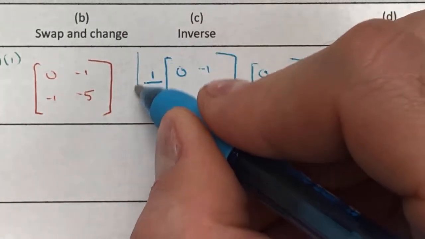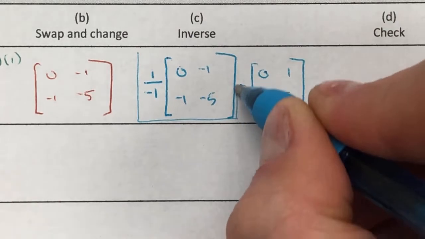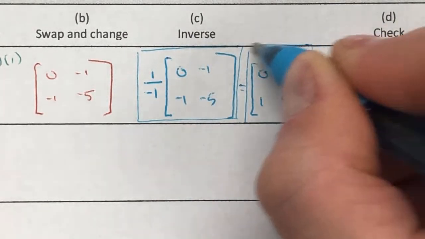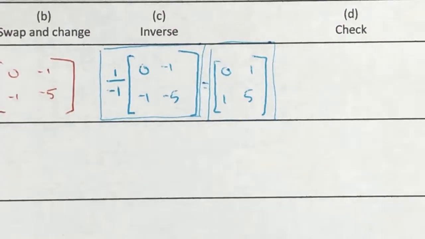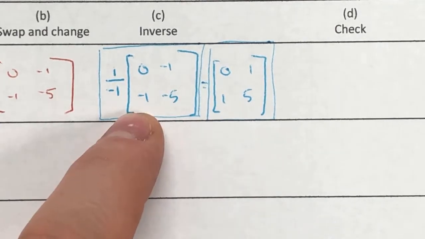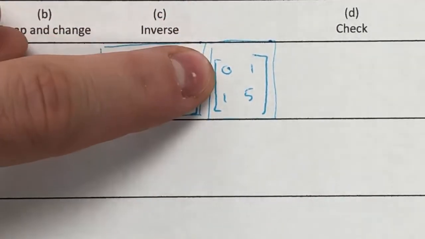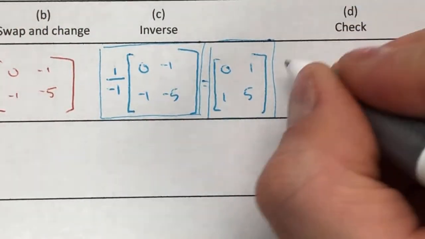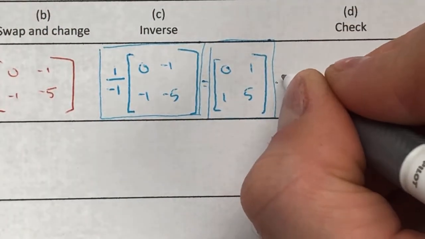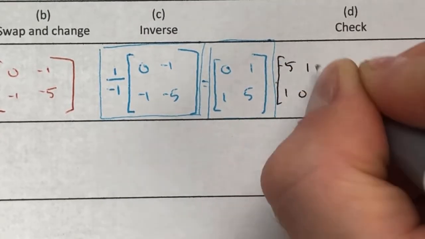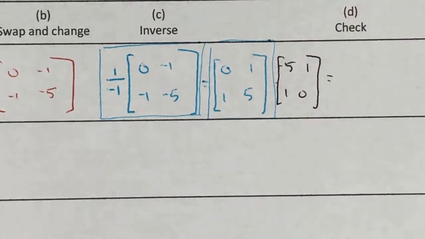We know that this is equal to this. And so the last part is we have to check to see if this works. So I'm going to take either one of these, it doesn't really matter which, I'm going to use this one in this case and multiply it times my original matrix. So let me put this buddy up here. Negative 5, 1, 1, 0, and see what we get.